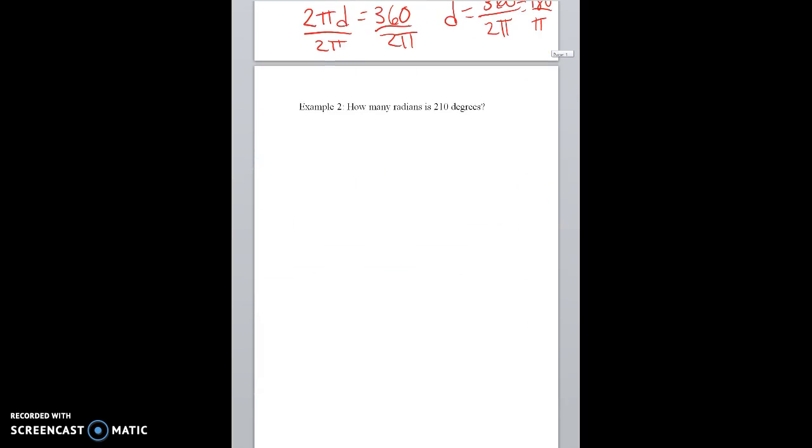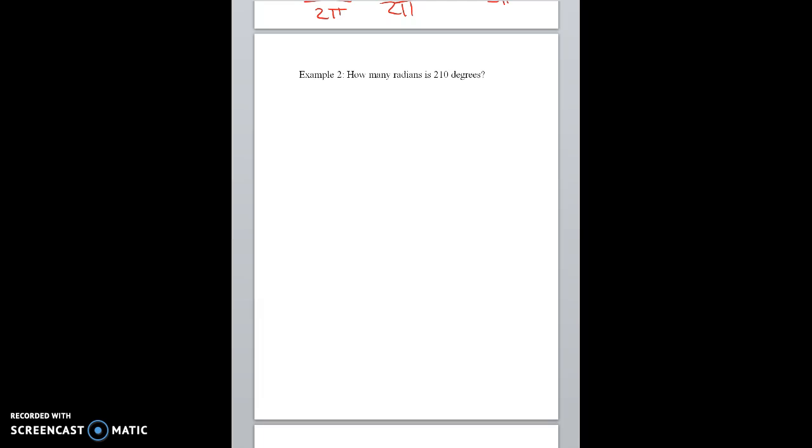All right, sometimes you're going to want to convert the other way. So how many radians is 210 degrees? So same proportion. This time I know the degrees, 210. I'm trying to convert to radians.